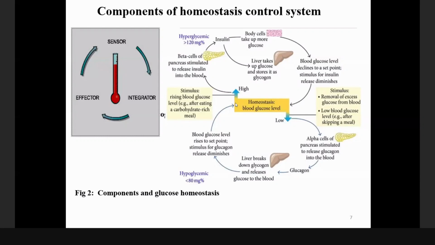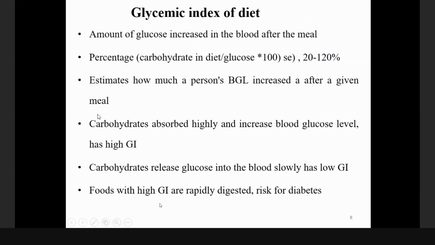So this really shows the three components of our homeostasis control system: the sensors, the integrators, and the effectors. You should know the function of each component, the function of the sensors. Sensors, detectors, and receptors are the same. But you should know the function of integrators, or you can say comparators, and the effectors.